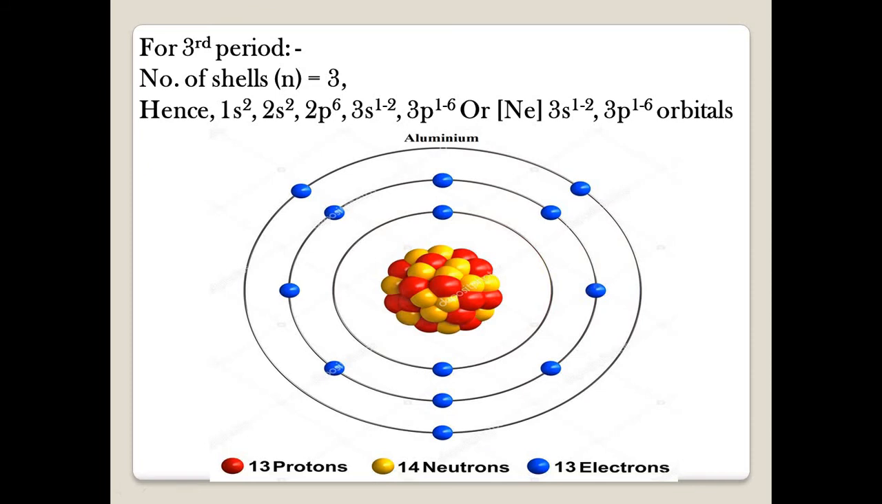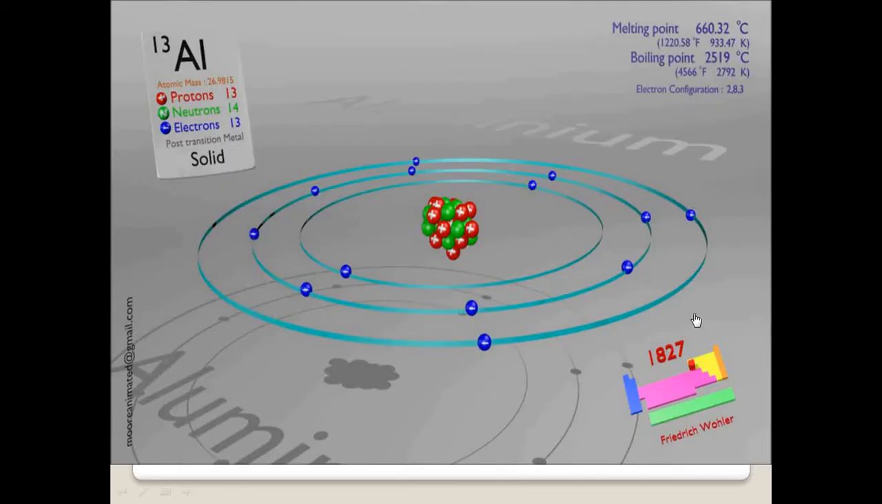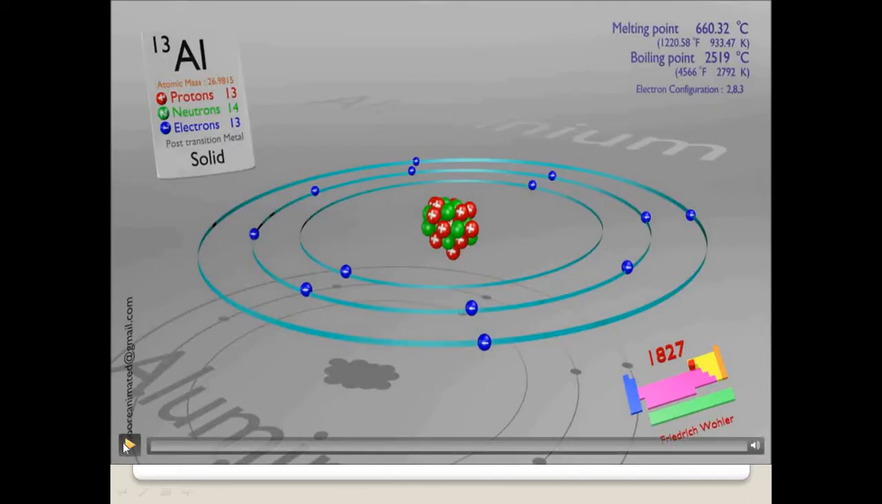This is another element of the third period, that is aluminium, which has 13 protons, 14 neutrons and 13 electrons. It has 3 shells: the first shell has 2 electrons, the second shell has 8 electrons, and the third shell has 3 electrons. Are you getting this? Let's see a video for this.